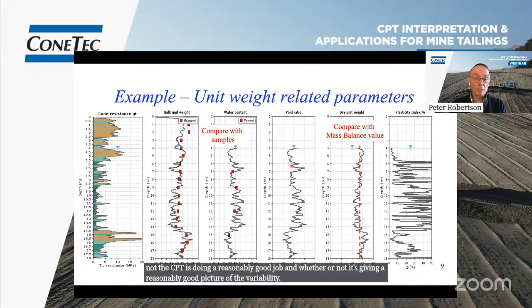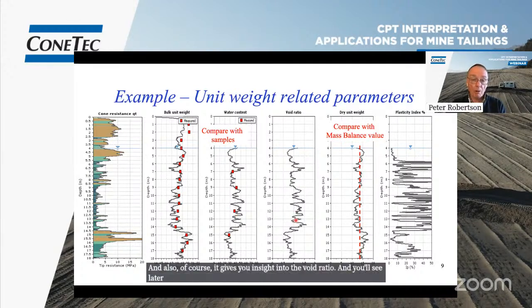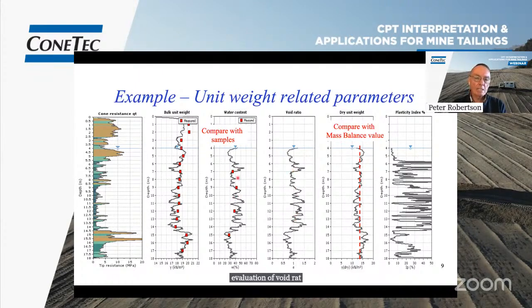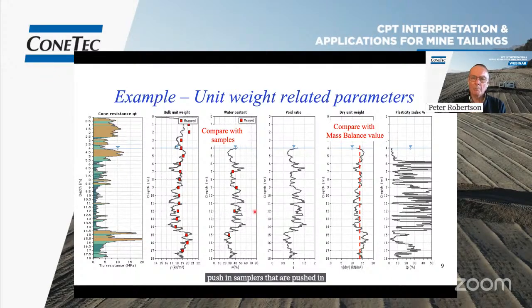And also, of course, it gives you insight into the void ratio. And you'll see later when we talk about state parameter, et cetera, the bottom line is it's nice to have an independent evaluation of void ratio. And in fine tailings, you can do this very simply by just taking water contents with these simple push-in samplers that are pushed in using CPT equipment.